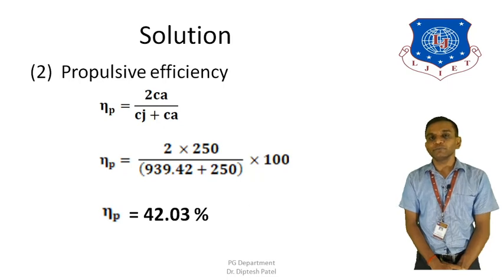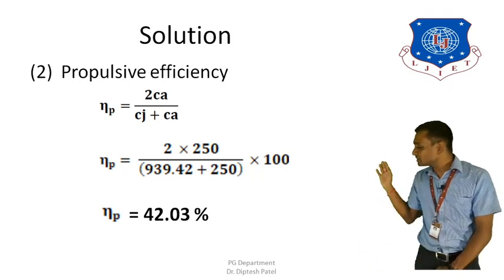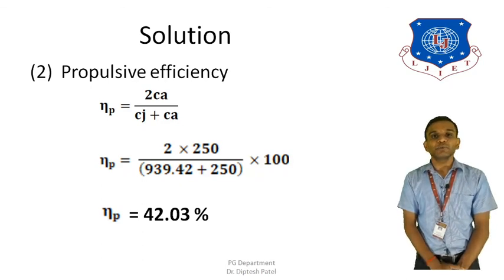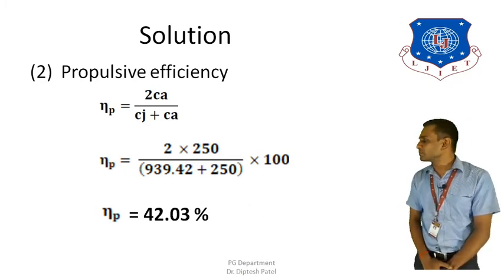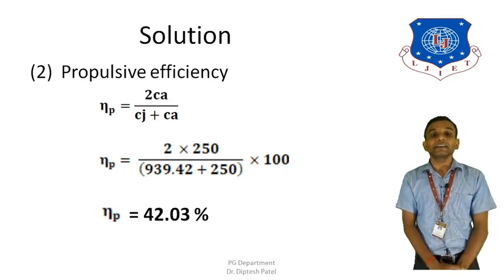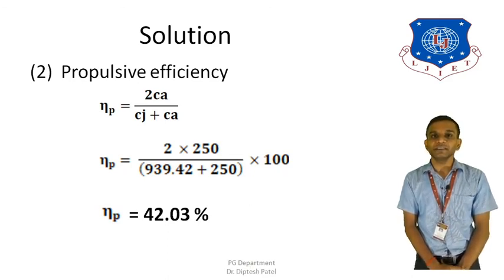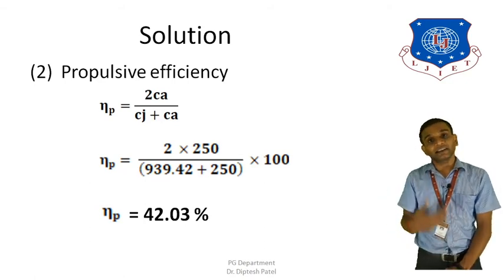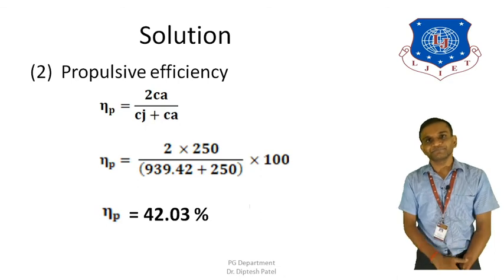So I am going to put the values in the equation, and that would be eta p is equal to 2 into 250 divided by (939.42 plus 250), into 100. Since we need to convert into percentage, eta p is equal to 42.03%. So that is the propulsive efficiency that the aircraft can achieve.